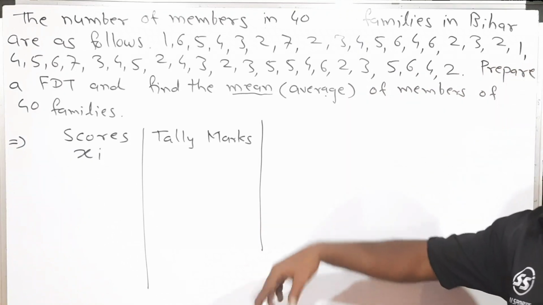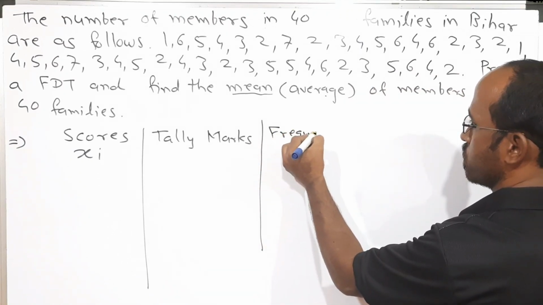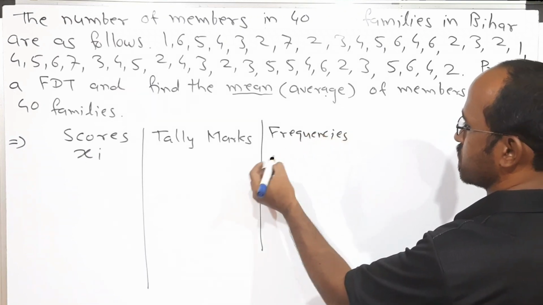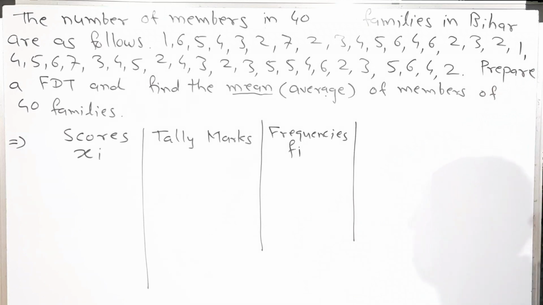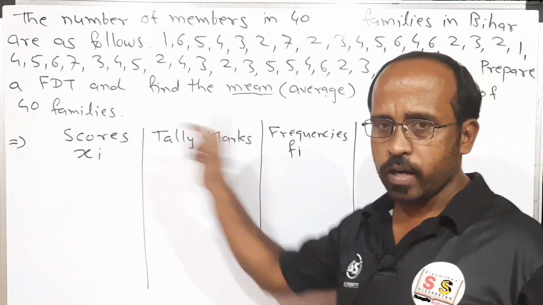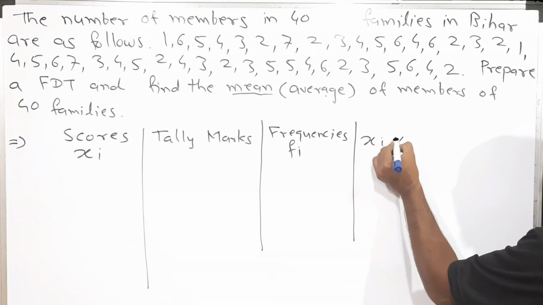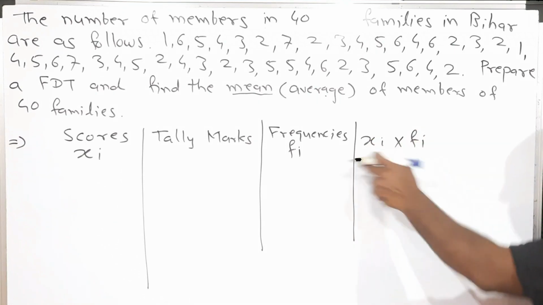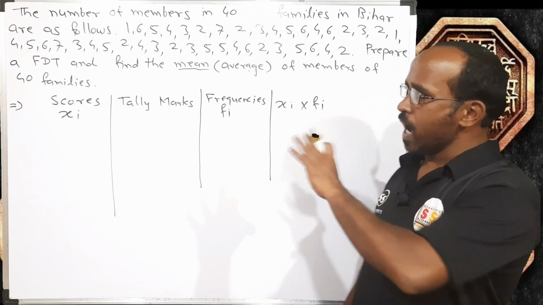Third column is about frequencies. Let's name it as fi. Fourth column is nothing but the multiplication of score and frequency. So let's rename it as xi multiplied by fi. This thing we are going to use to find out the mean or average.